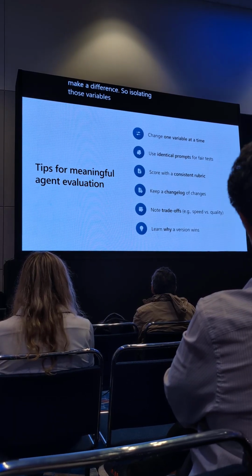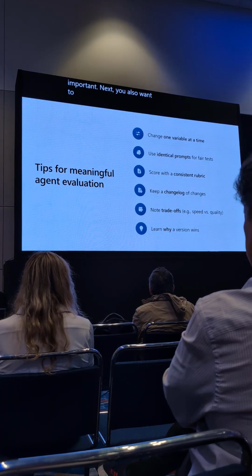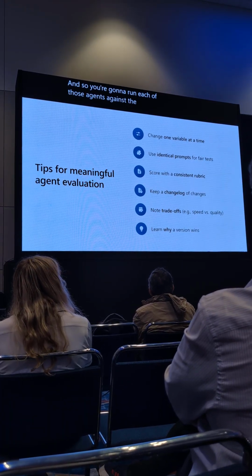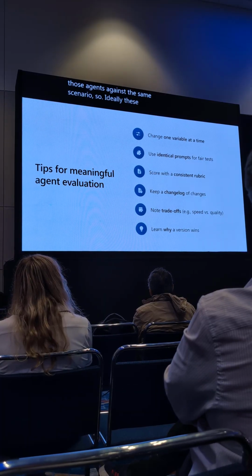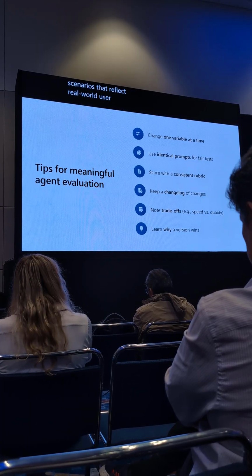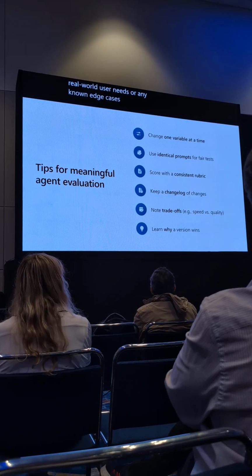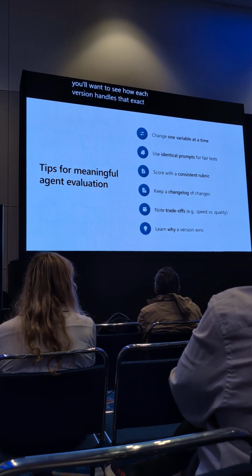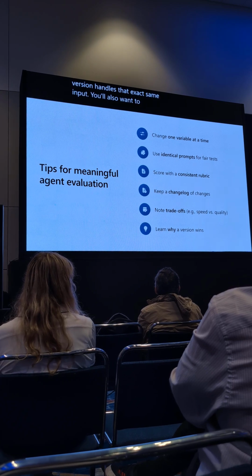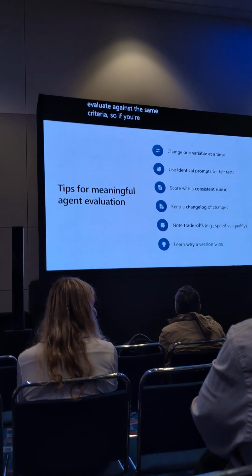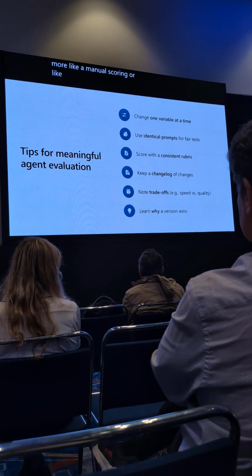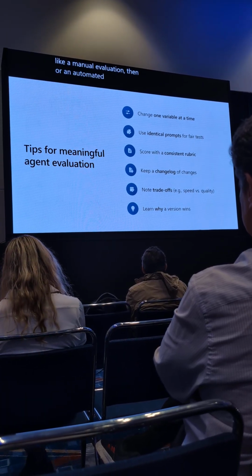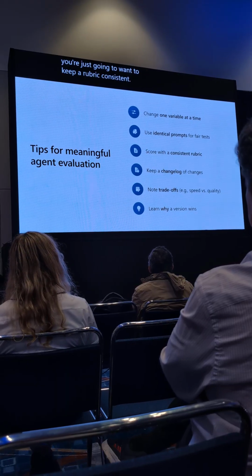Next, you also want to use the same test prompts. You want to run each of those agents against the same scenario. Ideally, these are scenarios that reflect real-world user needs or any known edge cases as well. You'll want to see how each version handles that exact same input. You'll also want to evaluate against the same criteria. So whether you're doing manual scoring or manual evaluation, or automated metrics, you're going to want to keep a rubric consistent so that you're doing a fair comparison.